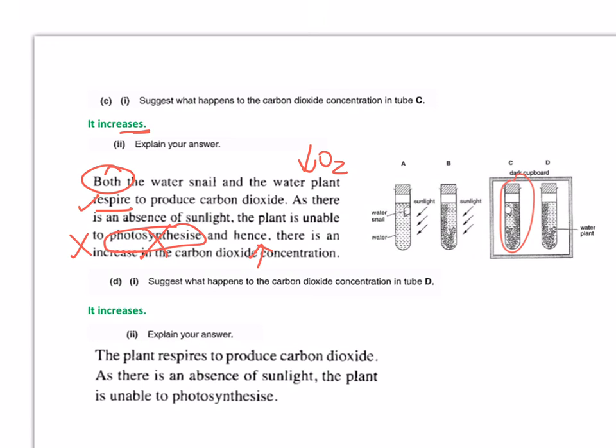Okay, D, part 1. What happens in tube D? So you only have the plant here. Plant respires to produce carbon dioxide in the absence, so this is just a one part answer. No photosynthesis takes place. And there we have it, the answer for section A of year 2007.